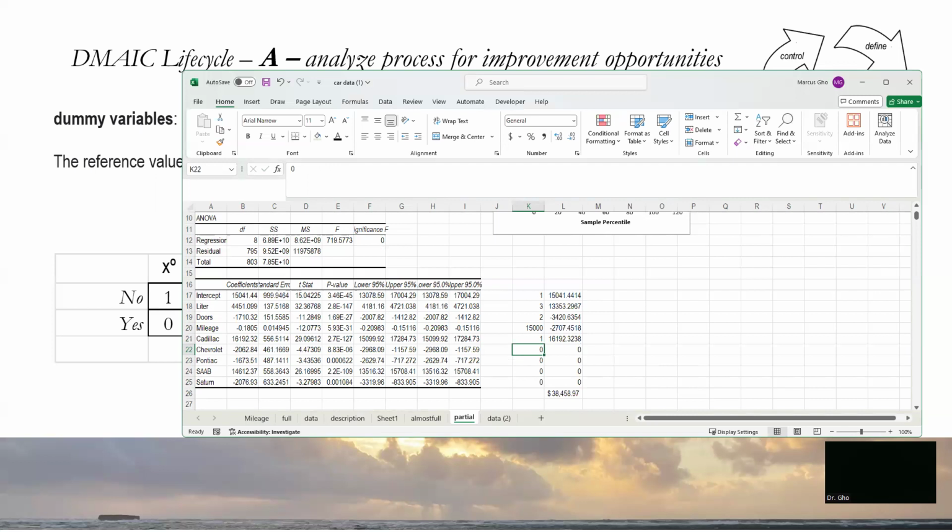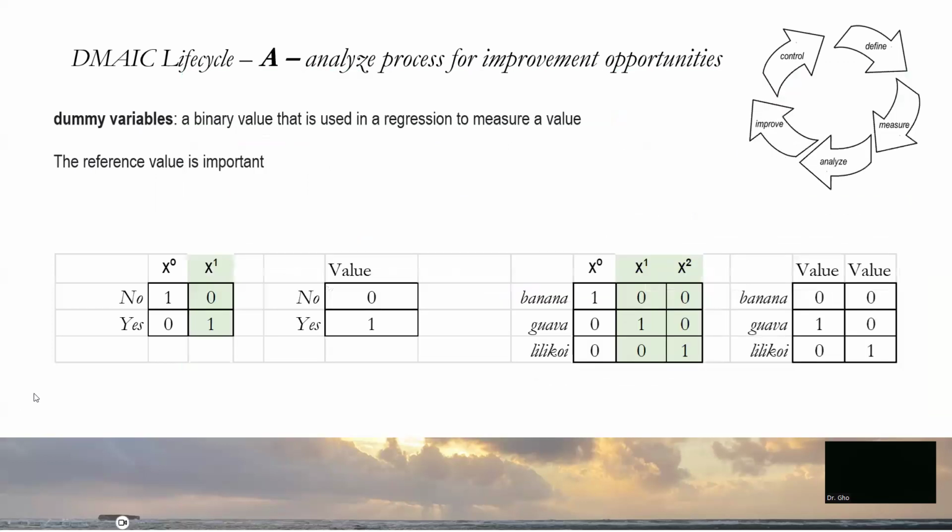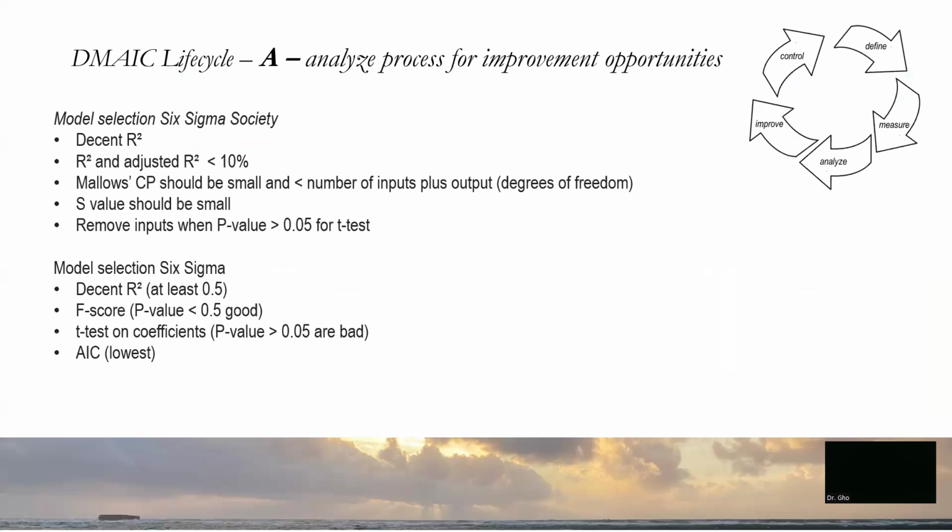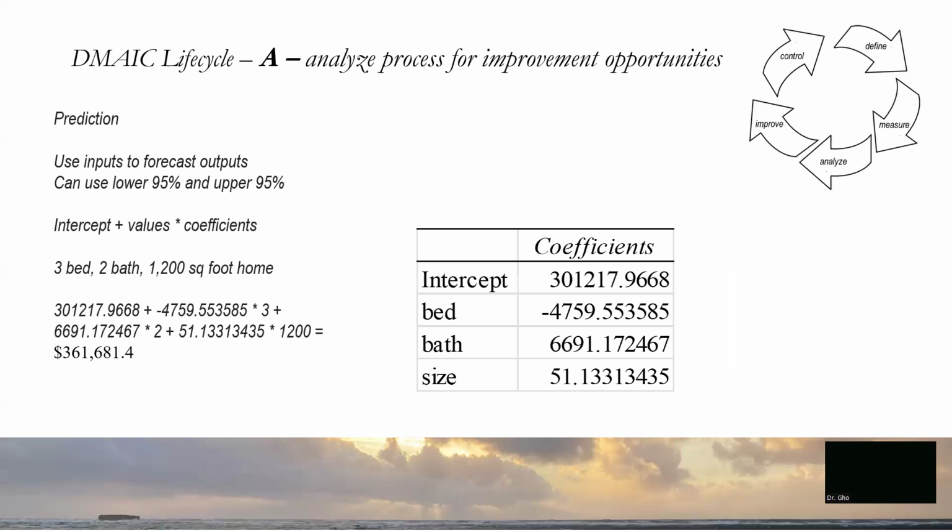Let's see if I skipped anything on here. Okay. Lowest AIC, t-test of coefficients, F score, decent R squared. The Six Sigma Society, I think they want you to look at a decent R squared, but they have other rules that they put into place that I haven't seen anywhere else, but I'm sure they're good. And then we talked about predicting variables. So yes, you use these coefficients to predict what you have.